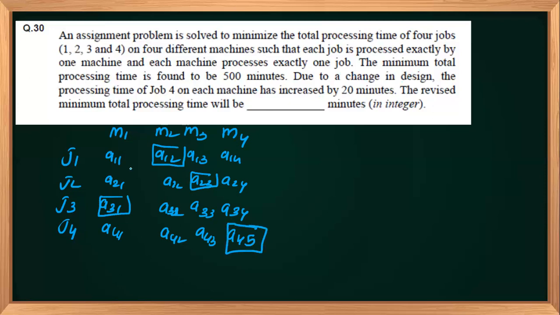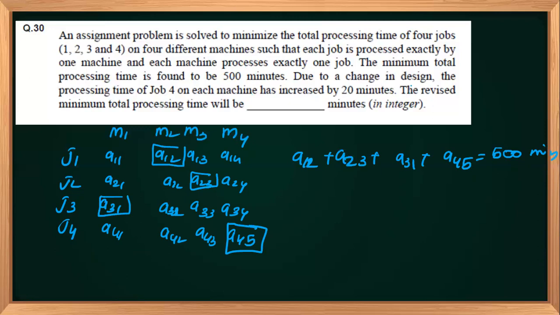Okay. Suppose I have another choice of these three, the fourth will be different. So this is the minimum. So A12 plus A23 plus A31 plus A45 will give you 500. This is what is given, 500 minutes, right? This is the question. Now, what is the change which is happening?